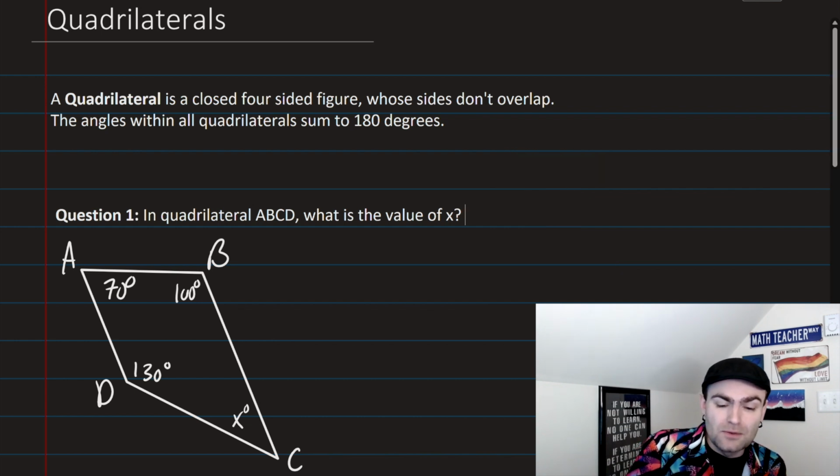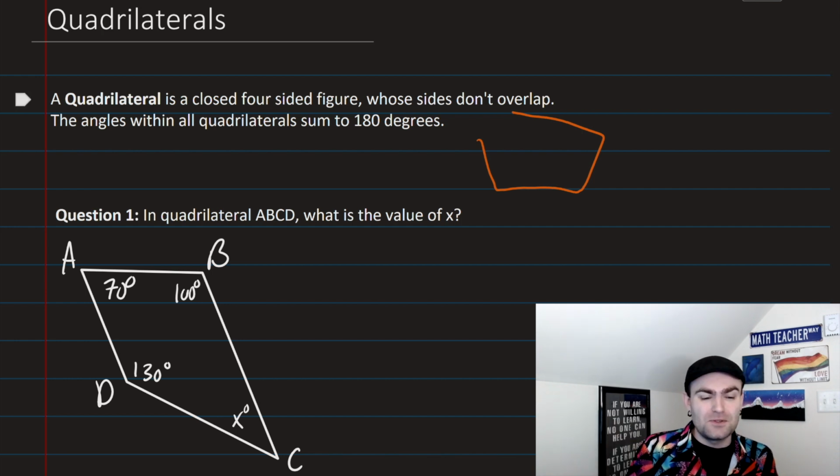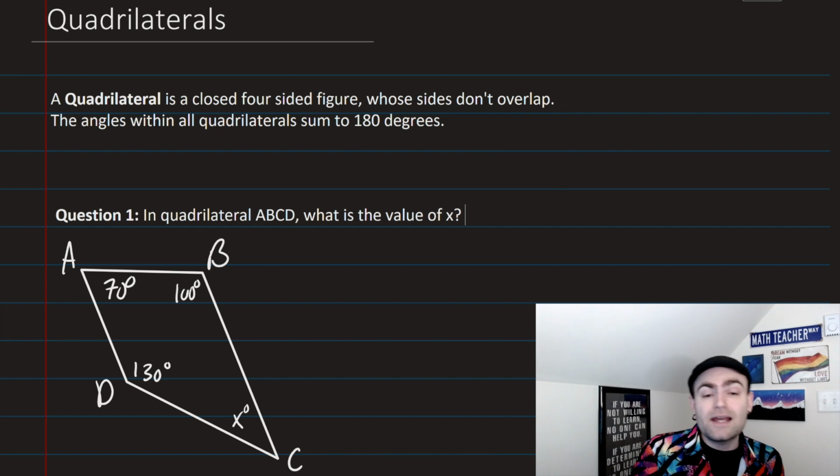Also, it has to be closed, so I can't just draw four random lines that touch one of the lines but don't fully connect to each other. Once I have that, then I'm golden.